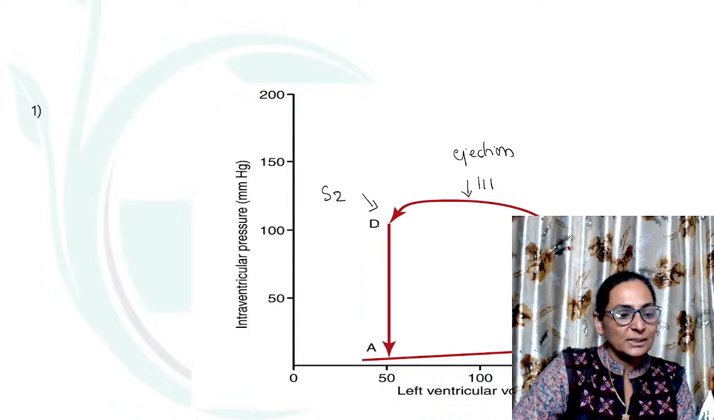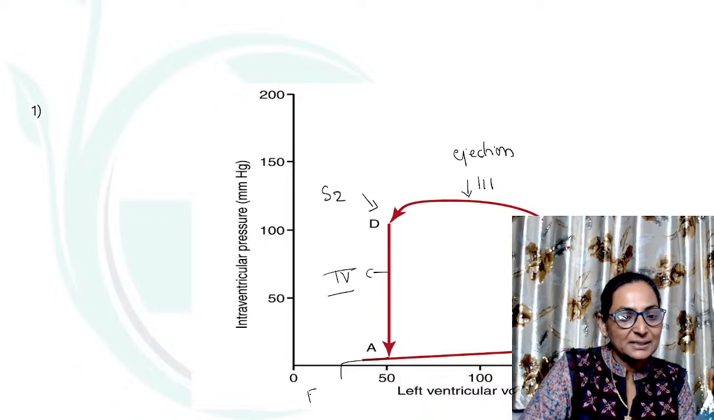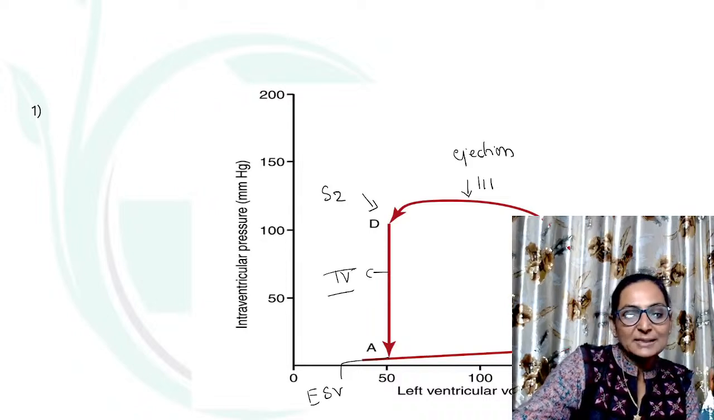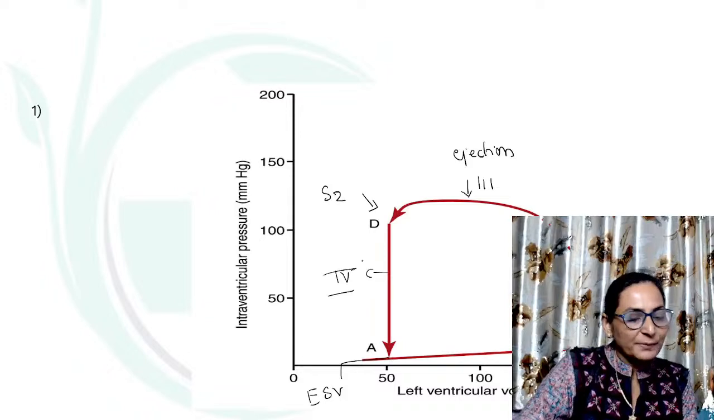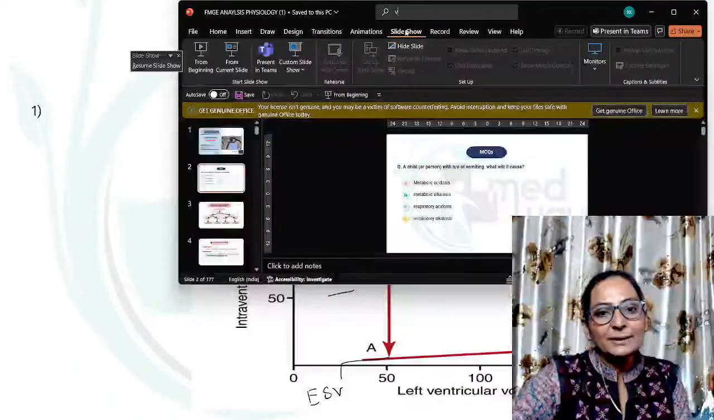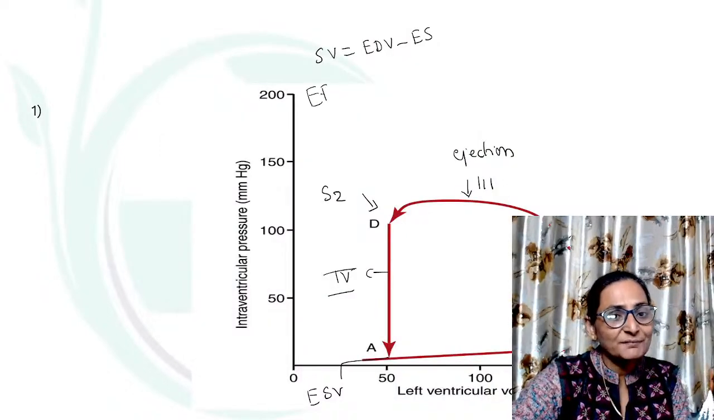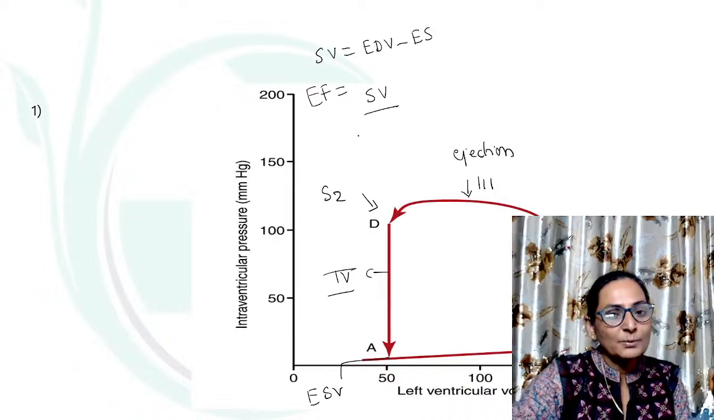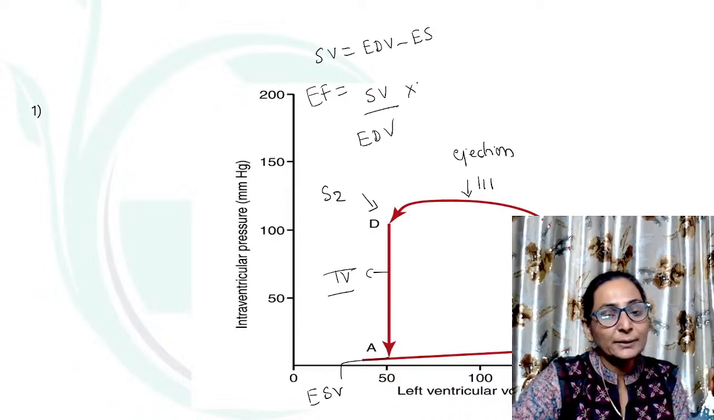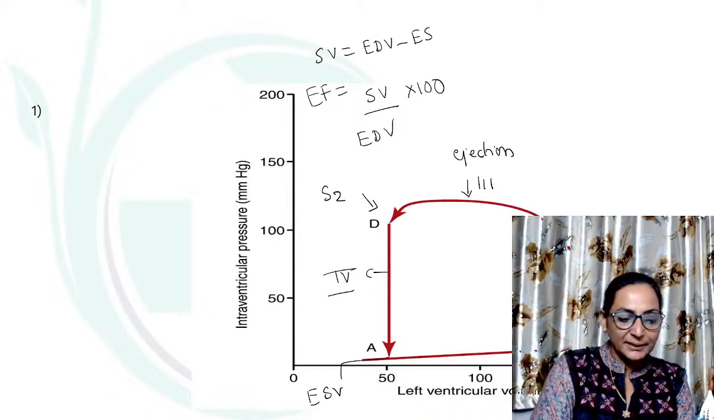So S2 is just diagonal to S1. This is the fourth phase, isovolumetric relaxation. The extreme left is the end systolic volume and this is the end diastolic volume. And from this given graph, you can calculate stroke volume, which is end diastolic volume minus end systolic volume, right? You can also calculate the ejection fraction, which is stroke volume divided by end diastolic volume into 100, right? So this is a very, very important graph related question.